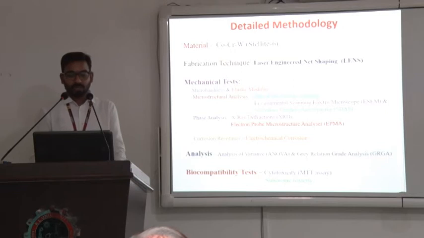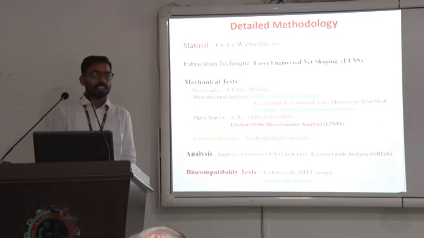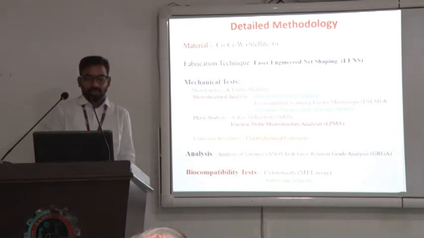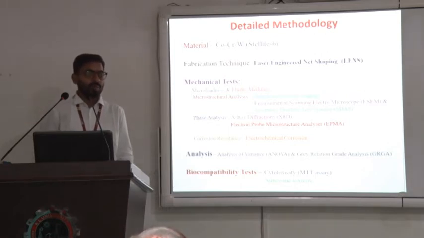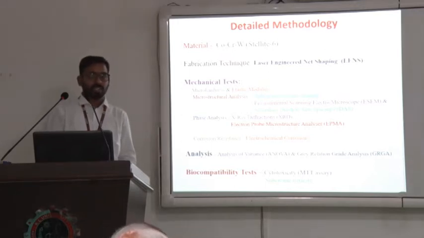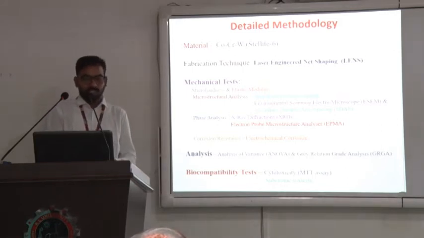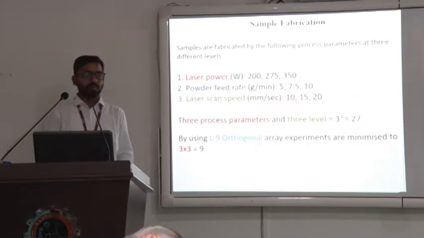Material selected: cobalt chromium tungsten alloy, commercially also known as L605. Fabrication technique: laser engineered net shaping, a metal additive manufacturing technique, also known as metal 3D printing. Mechanical tests carried out: micro hardness, elastic modulus, microstructure analysis, phase analysis, and corrosion resistance suitable to the human body atmosphere. Those results are analyzed with analysis of variance (ANOVA) and grey relational grade analysis. Biocompatibility tests: in vitro and in vivo cytotoxicity, and subchronic toxicity.